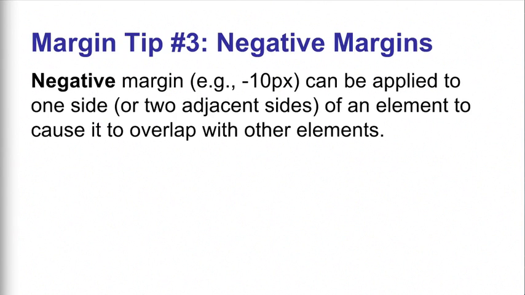The third tip is about negative margins. The effect of a negative margin is to slide the element over in the direction of the negative margin. This can be used to cause elements to overlap, which was a neat trick back in 1998, but it's pretty ho-hum today.